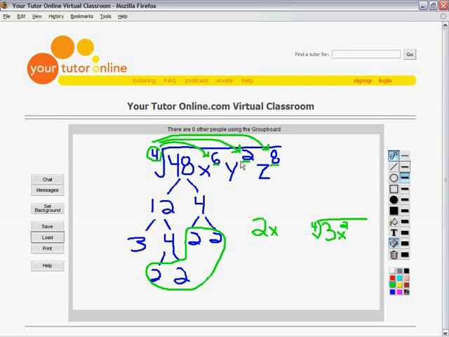4 does not go into 2 any, so a y does not come out of the radical. 4 goes into 2 0 times with 2 left over, so we have a y squared left on the inside. 4 goes into 8 2 times, so we have z squared on the outside. 4 goes into 8 twice with no remainder, so there's no z left on the inside. And this is our final answer. 2x z squared times the 4th root of 3x squared y squared.